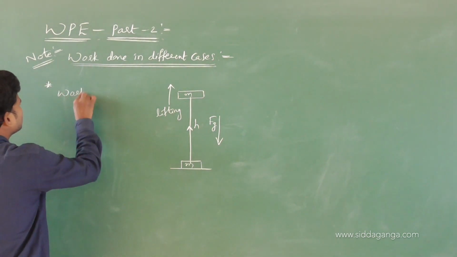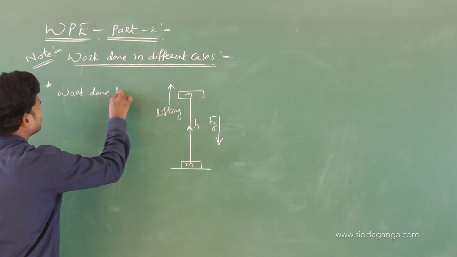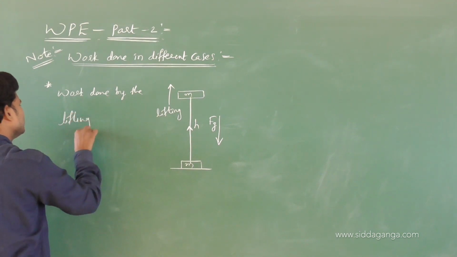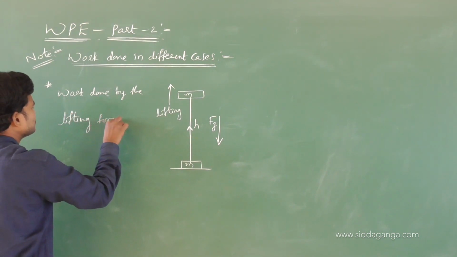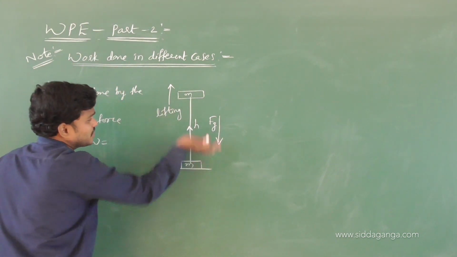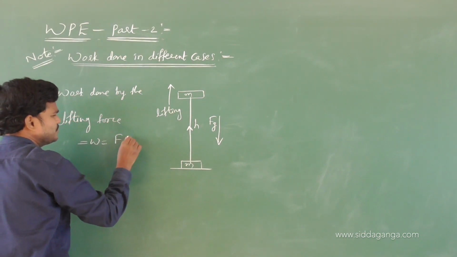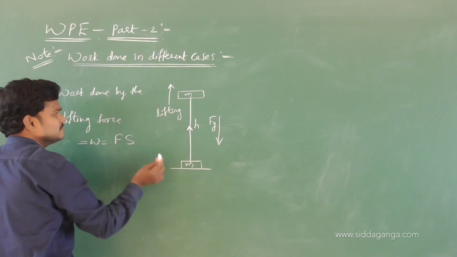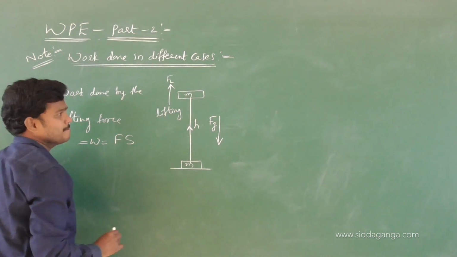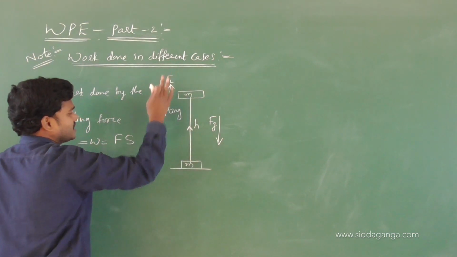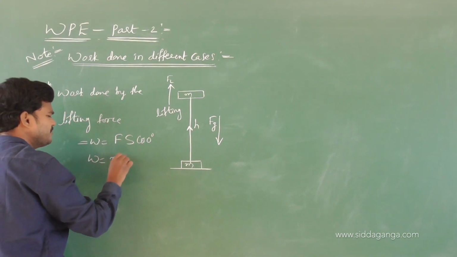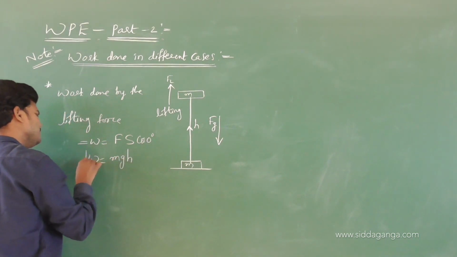Now let me write two formulas here. Work done by the lifting force. I hope you remember this. Work done by the lifting force is, tell me, lifting force. Force is upwards, body also moving upwards. We can write F into S. Lifting force is in this direction. F lifting. Angle between lifting force and h, both are in the same direction. So cos 0, and F is nothing but mg, S is nothing but h. Then what is this work done?